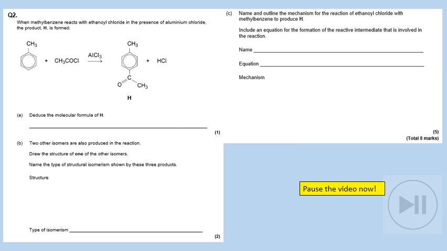Next question then. So this is an 8-mark question. Should take in the region of 8 to 10 minutes. So I suggest you pause the video now, work your way through the question, and when you're ready to go through it, unpause.